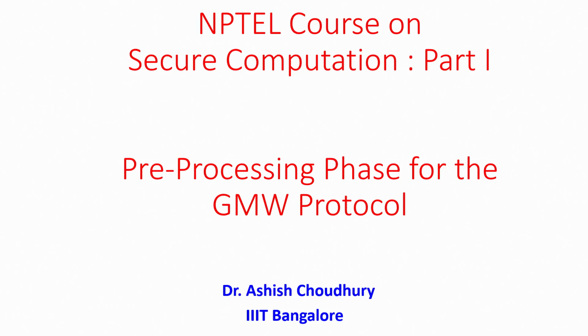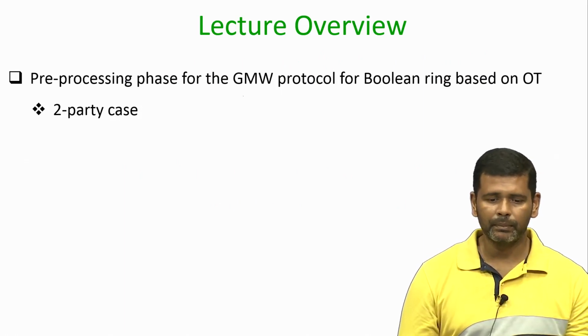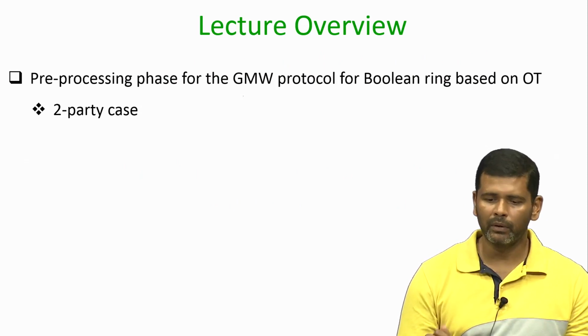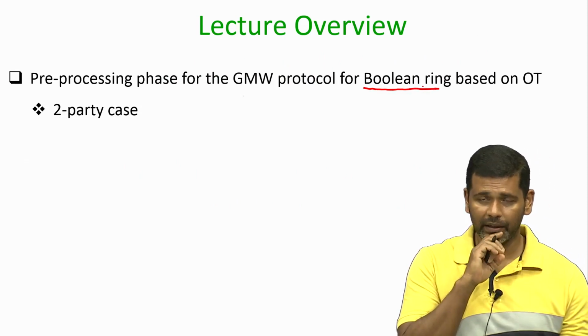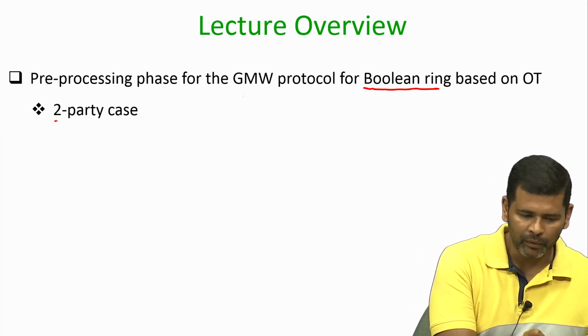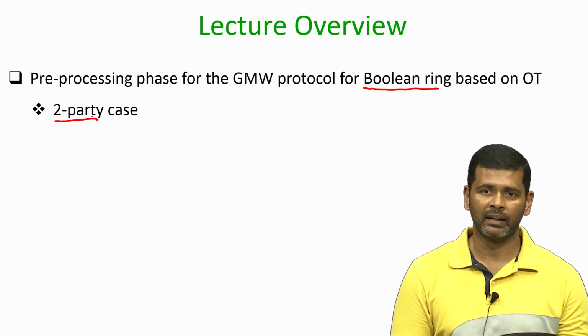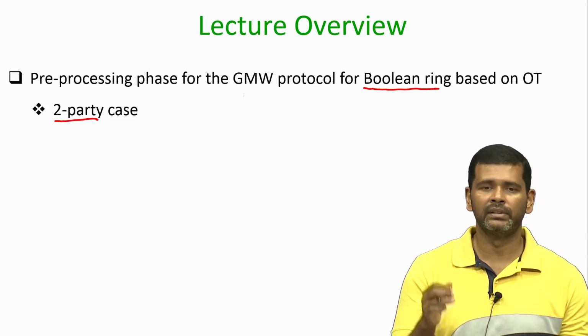So, now we have seen oblivious transfer protocols. So, let us go back to the problem of pre-processing phase for the GMW protocol, and we will see the pre-processing phase for the GMW protocol for the simpler case of Boolean ring based on oblivious transfer, and for simplicity we will focus on the two party case in this lecture. We will then see in the next lecture how this method can easily be generalized for the n party case.